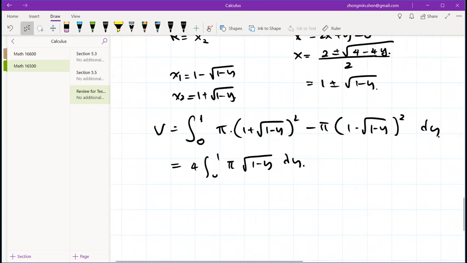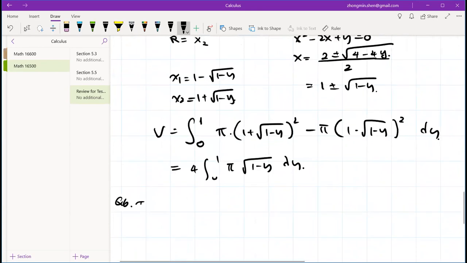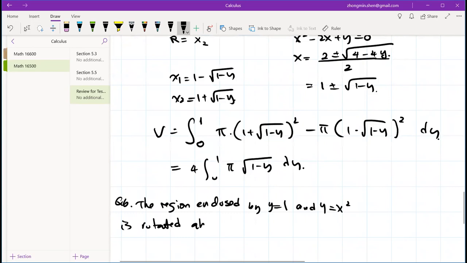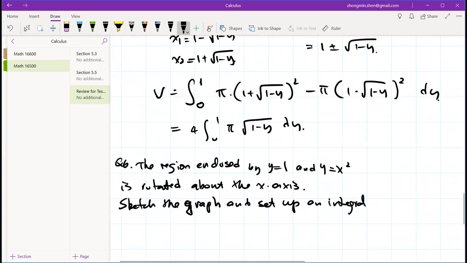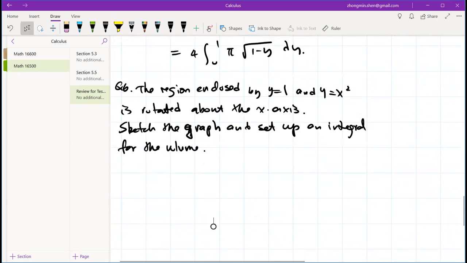My next question is: the region enclosed by the curves y equals 1 and y equals x squared is rotated about the x-axis. Sketch the graph and set up an integral for the volume. I believe that we can use 2 different methods to set up 2 integrals. Since I have time, I'm going to do both of them.